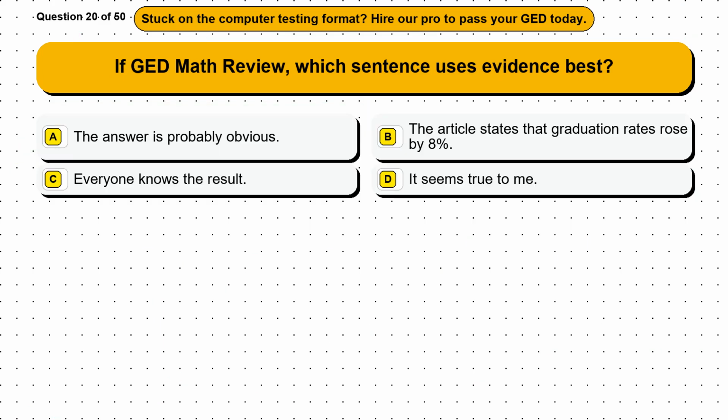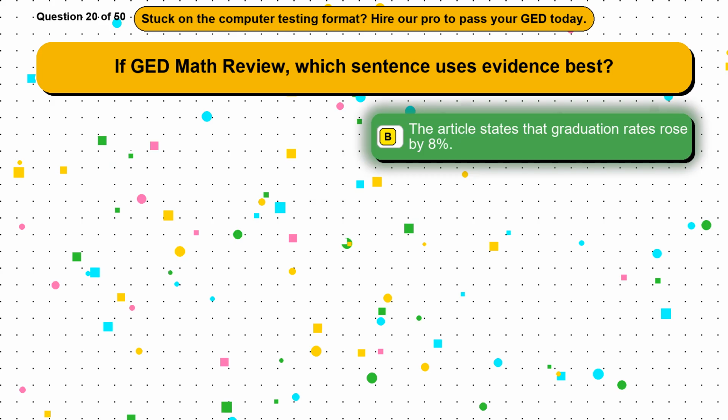Question 20. If GED Math review, which sentence uses evidence best? Option A. The answer is probably obvious. Option B. The article states that graduation rates rose by 8%. Option C. Everyone knows the result. Option D. It seems true to me. The correct answer is option B.